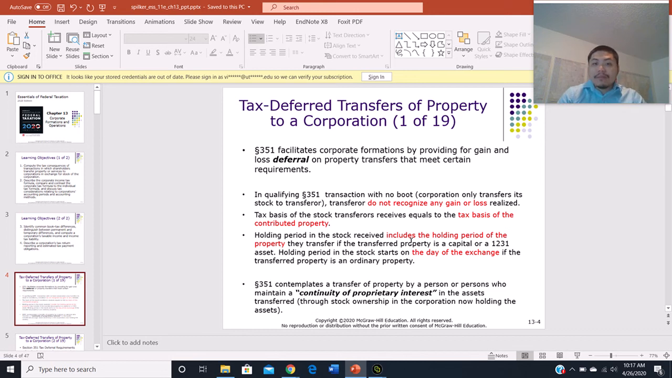So now the holding period on these 5 shares is going to include the 5 years that I had my car, right? So now if I want to sell the share, I can treat the gain as a long-term capital gain, right? Because the holding period now is 5 years, even though I just received the share.